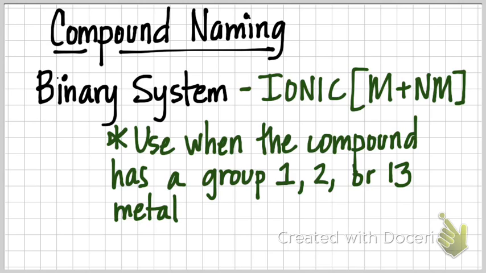The first thing you have to ask yourself when you're looking at a compound is, when looking at the first element, is the first element a metal or a non-metal? If the answer is yes, it's a metal, and it's one of the group 1, 2, or 13 metals, then you're going to be looking at the binary system. Bi stands for 2, and so this is going to be a two-part naming system.